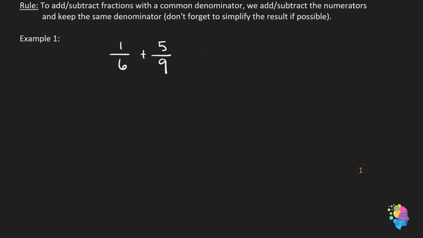Example 1, we're going to begin by finding the prime factorization of denominators. So 6 will be 2 times 3, and 9 will be 3 times 3. So we rewrite, keeping the numerator and changing the denominator into its prime factorization. The reason for doing that is so that we can note which factors in the denominator are the same. In this case, both of these fractions have a 3 in common.